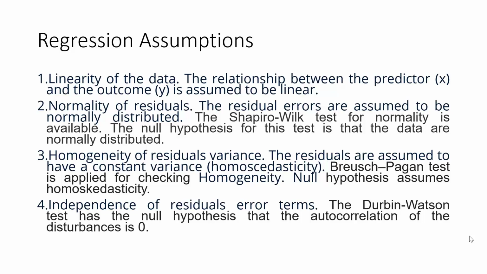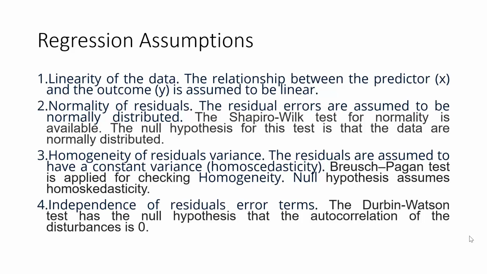So the assumptions are as follows: linearity of data, normality of residuals, homogeneity of residual variance. This means that the variance among the residuals is constant, and independence of residual error terms. That means there is no correlation between the residual error terms.